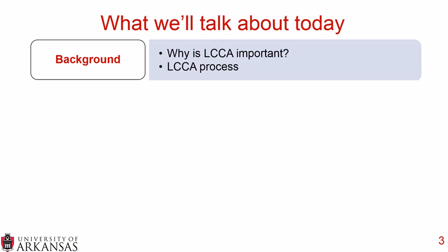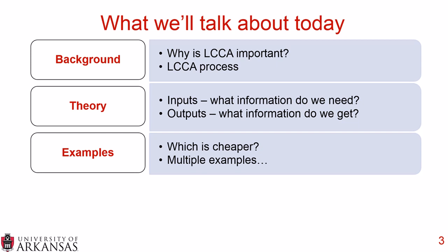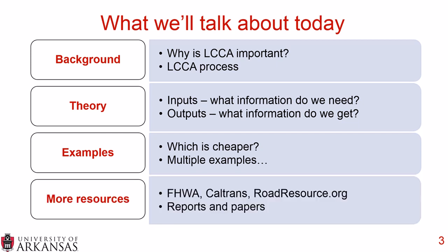Today we'll start with a little bit of background, and that includes why an LCCA is important, and we'll go over the LCCA process. We'll then go into the theory of LCCA, and this includes both the inputs and the outputs. So what information do we get, and what information do we need in order to perform a life cycle cost analysis? We'll provide some examples of which is cheaper, going over multiple examples of different types of pavements. And finally, we'll take a look at some more resources.